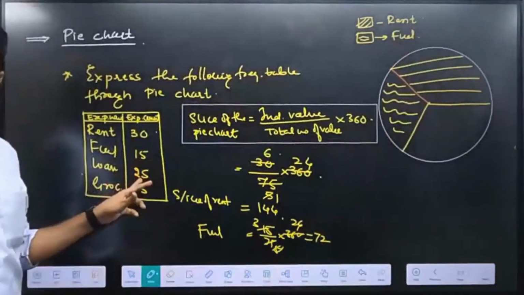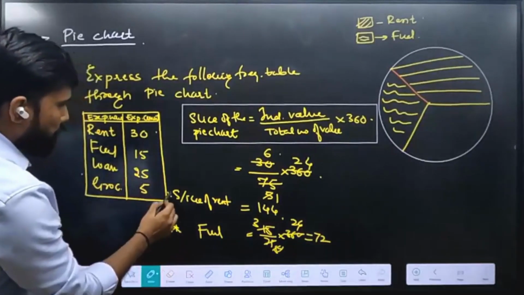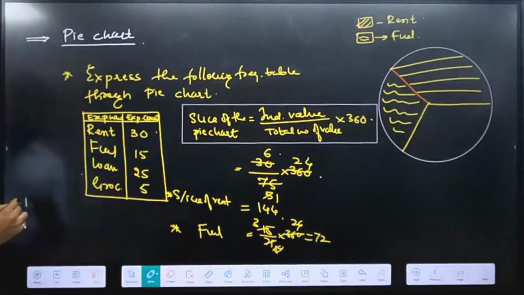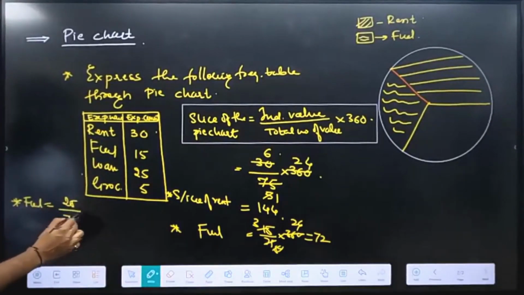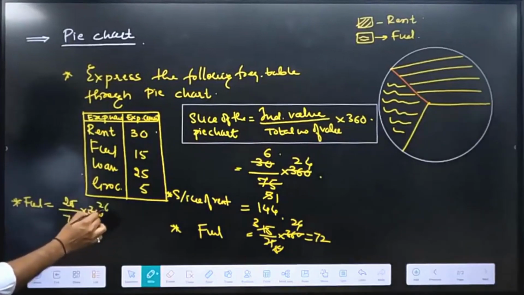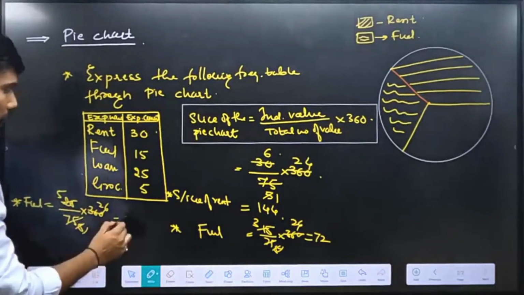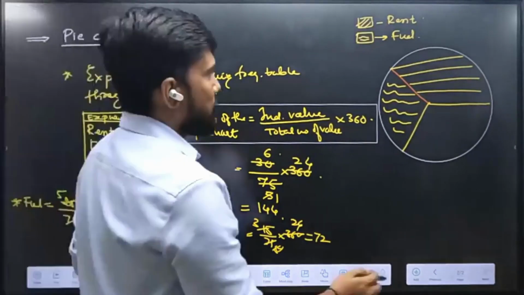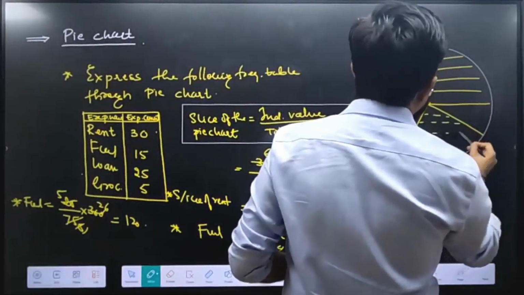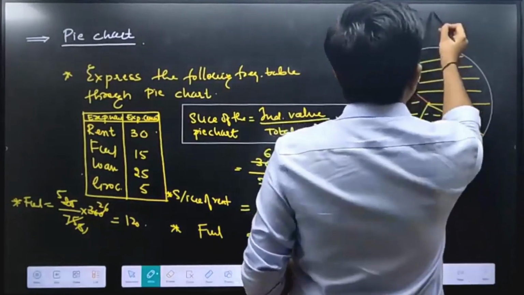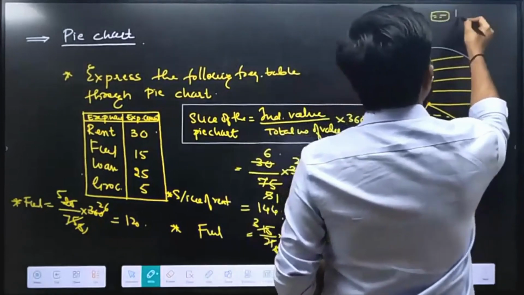Similarly, 25, which is for loan repayment. So what is it? 25 divided by 75 into 360. It is 24s and the 5s, 5 1s and the 5 5s. It is 24 5s. Is it 120? Yes, it is 120. Somewhere here. So you'll do some shades here. And what is it representing? It is loan repayment.